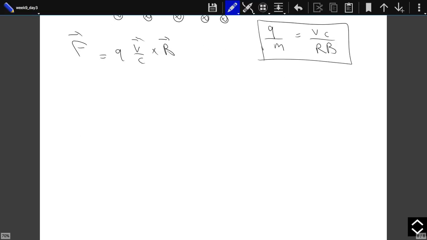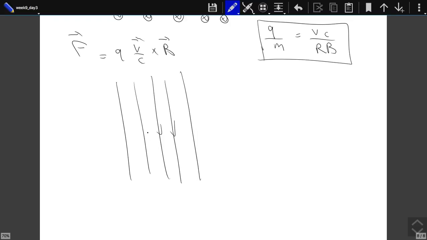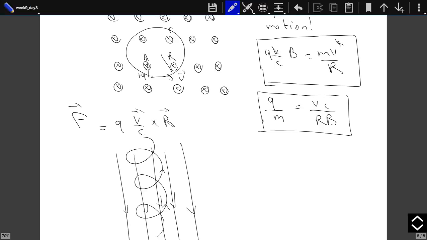So in that case, if we have a region of space which has some magnetic field, it will make circles around the magnetic field lines, but at the same time, if it has a component of velocity along the direction, it will also move along the direction of the magnetic field lines, creating a helix. So it will basically move in this direction, assuming it has an upward initial velocity component.